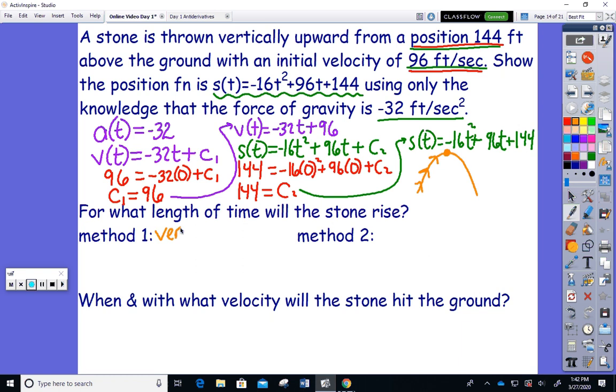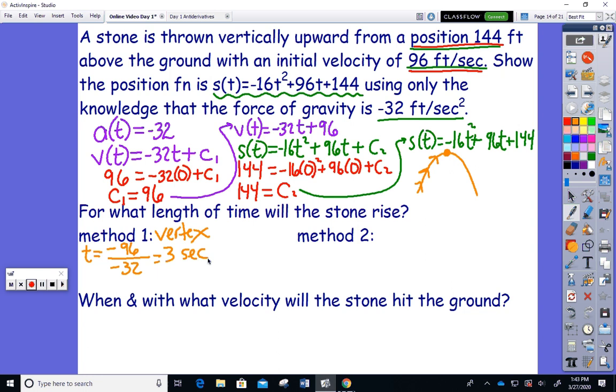Well, what is the vertex formula? Well, x equals negative b over 2a. Here x is t, so t equals negative b over 2a. So 2a would be negative 32, and if I'm not mistaken, that is going to be 3 seconds. So the stone will rise for 3 seconds.